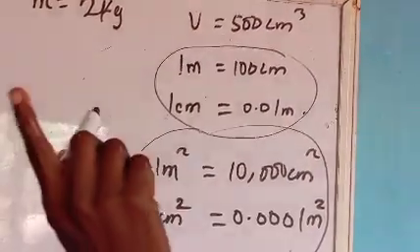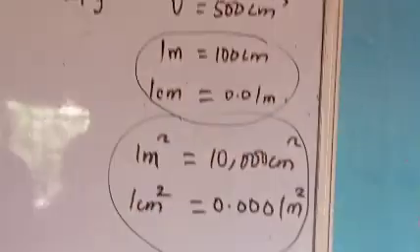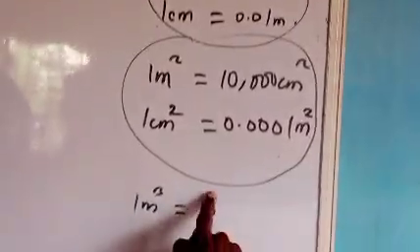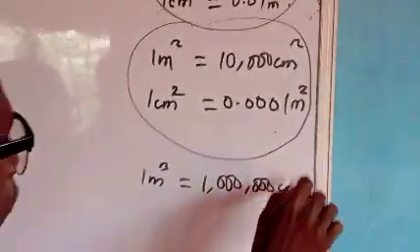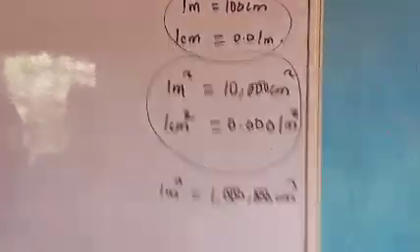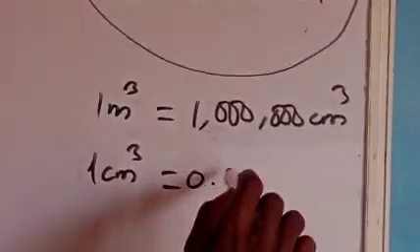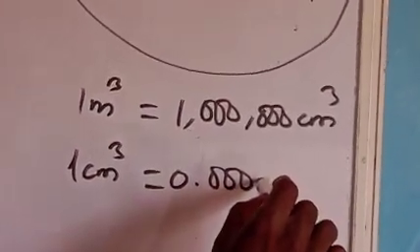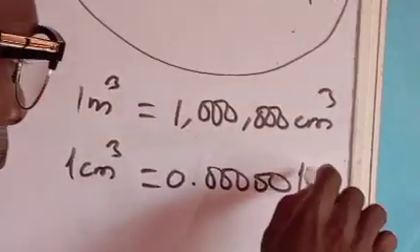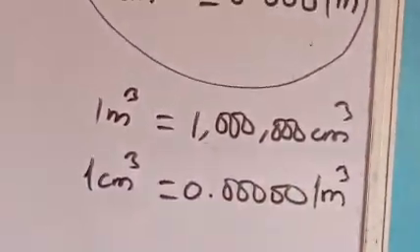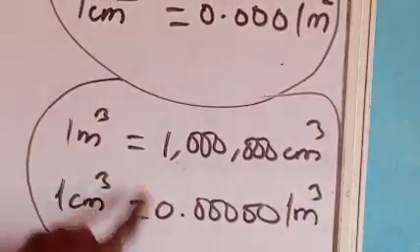But when we now come to volume, 1 meter cube is now 100 times 100 times 100, and that will give 1 million cm cube. It shows that our 1 cm cube will now be what? 0.000001, that is 1, 2, 3, 4, 5, 6 places, meter cube. This is now in volume. So 1 cm cube is equal to this.